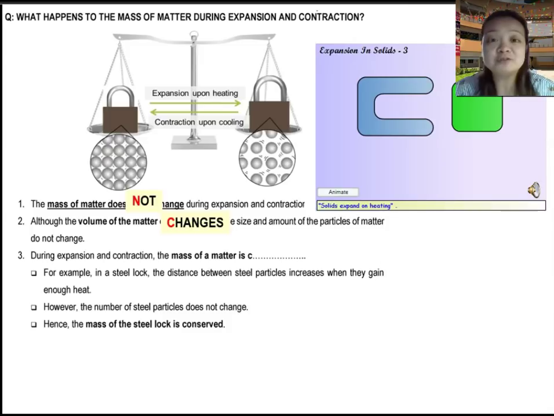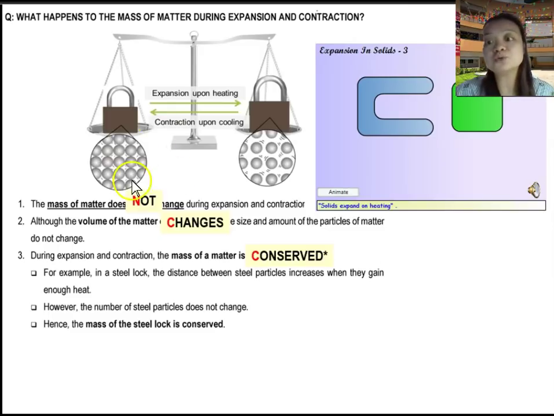Now, the mass of matter during expansion and contraction is conserved. The meaning of conserved means it stays the same. It is constant. There is no change. So if you look at this steel log, the distance may change, but the number of steel particles does not change. It cannot be that when you heat something, you add more particles. The number of particles is still the same because it is still the same object. Unless you are adding more steel to the original steel log, then of course the mass will change, right? So over here, mass doesn't change at all.